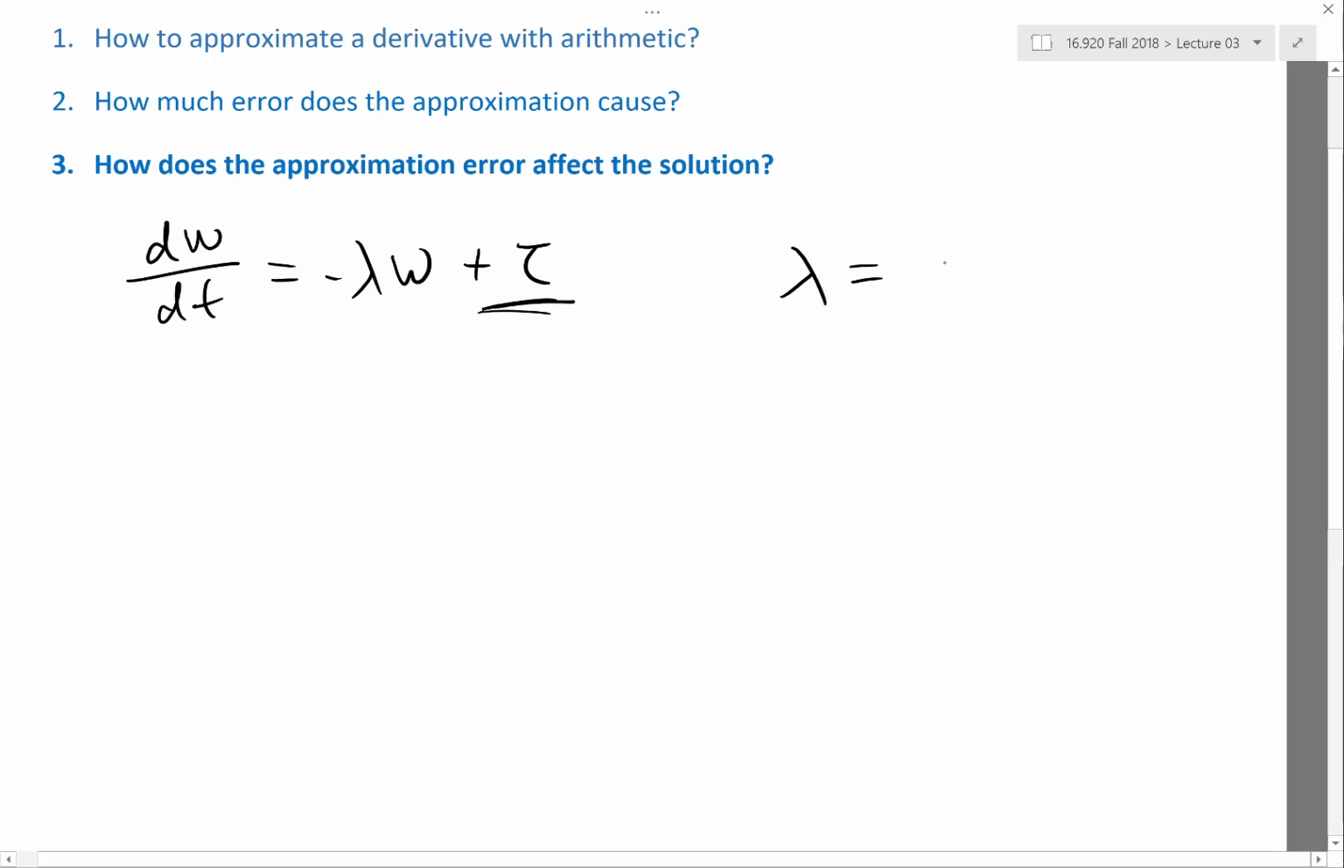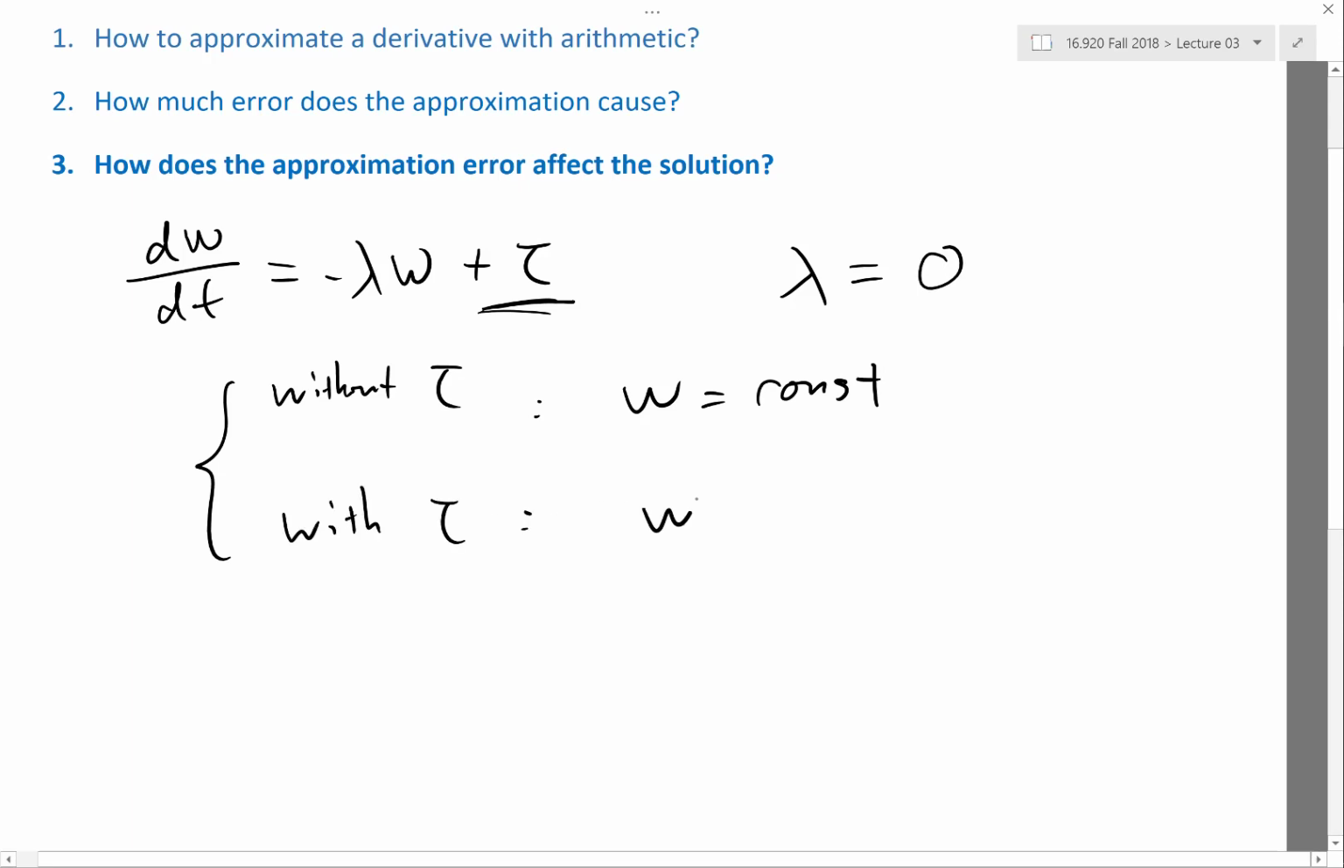One case is lambda equal to 0. If lambda equals 0, then there are two cases. One is without tau, where we get w equal to a constant. With tau, w equals the same constant as the initial condition plus an integral of tau dt. That's a classical case of just accumulating.